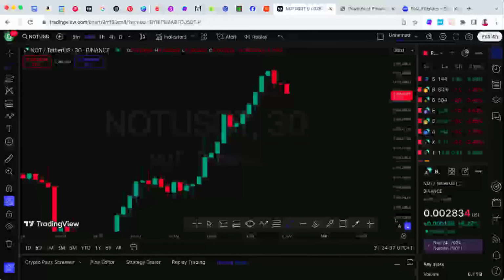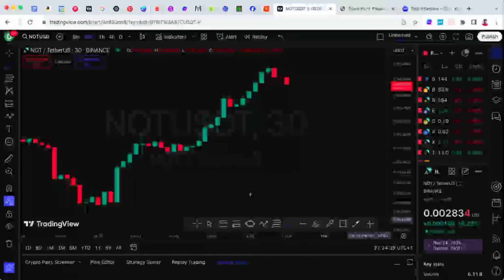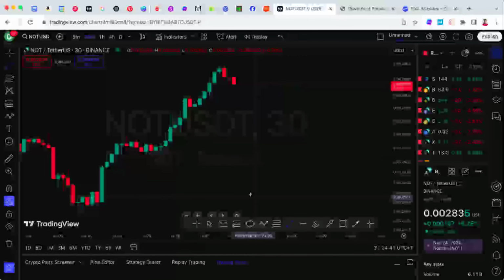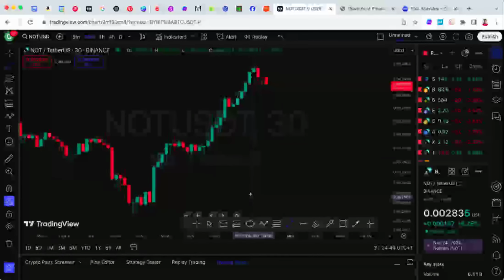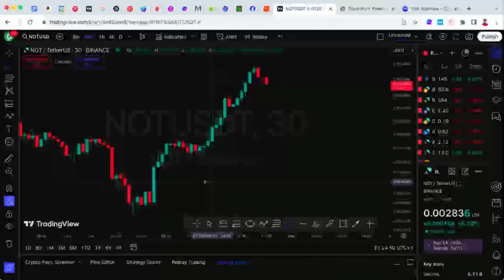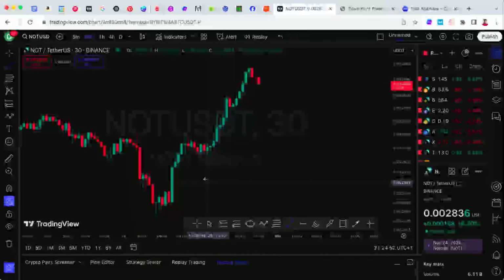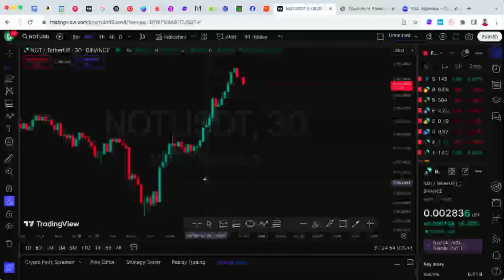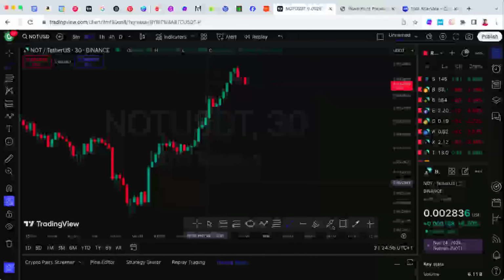So here we have Notcoin, and this is the 30 minutes time frame. Notcoin is actually moving in an uptrend right now, and there's a good buy in it.